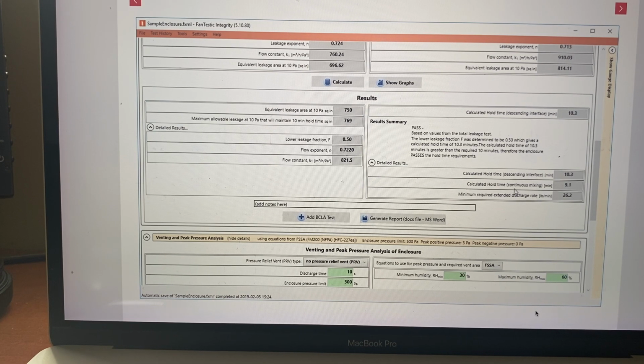Below that, it's showing the minimum required extended discharge rate. This is for extended discharge hold times, which we'll get into more in upcoming sections. Basically, it's showing the pounds per minute of agent that have to be put back into the enclosure to make up for any agent that's lost from leakage.